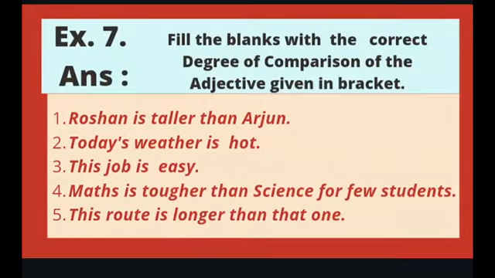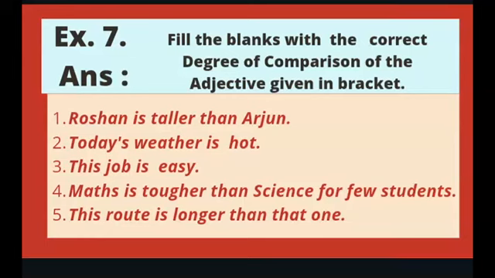Let's check the answers. Roshan is taller than Arjun. Today's weather is hot. This job is easy. Maths is tougher than science for few students. This route is longer than that one. Remember, the first sentence is a comparison between two nouns. Therefore, the comparative degree is used. Similarly, in the fourth and fifth sentences, there's a comparison between two nouns, so the adjective is in the comparative degree form. Whereas the second and third are positive sentences because there is no comparison between two nouns.